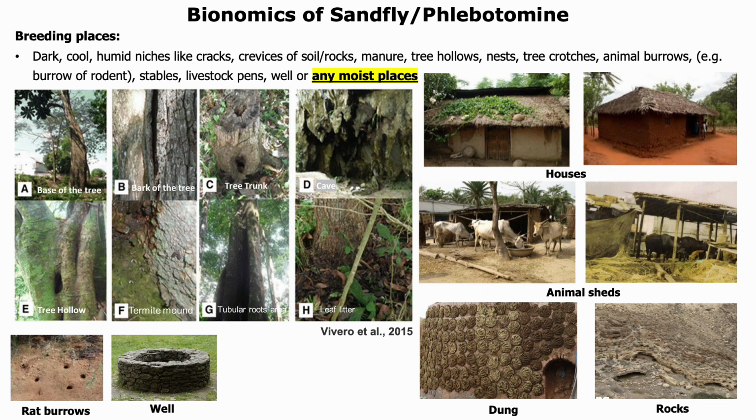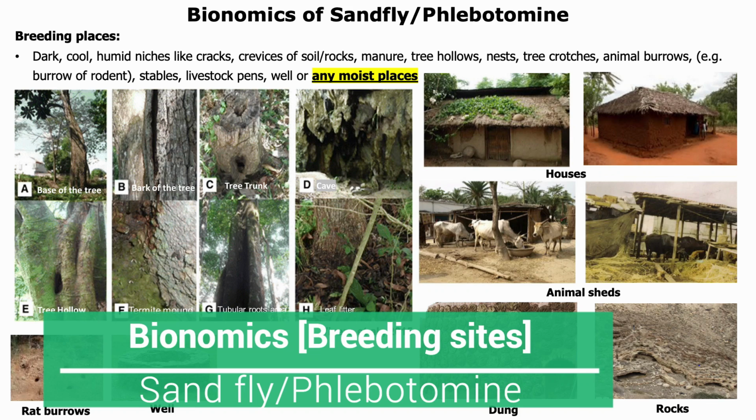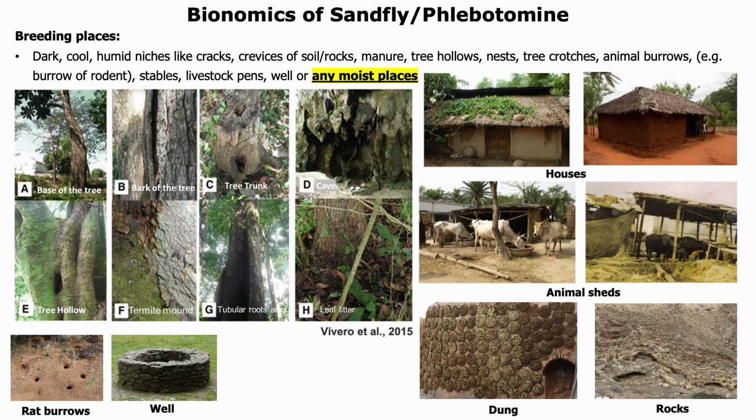What are the breeding places of sandfly or phlebotomine? Adult sandflies are found in and around locations where suitable resting places are available. Breeding or resting places include dark, cool, humid niches like cracks and crevices of soil, rocks, manure, tree trunks, tree hollows, nests, tree couches, animal burrows such as the burrows of rodents, stables, livestock pens, buildings, forest litter, caves, wells, or any moist protected places.